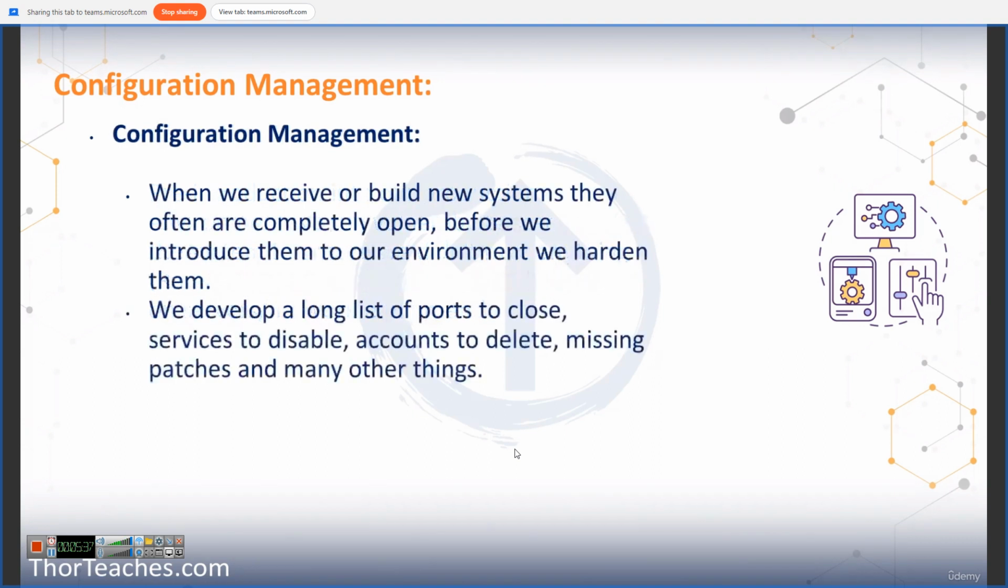All right, let's recap. So whenever we build new systems, we buy new systems, most of them are going to be completely open. So we need to do that server hardening we talked about. We shut down all the ports that we don't need. We remove the default account. We apply all the patches. We disable any service that we don't need. Then we run a vulnerability scan against that system to make sure we got everything.